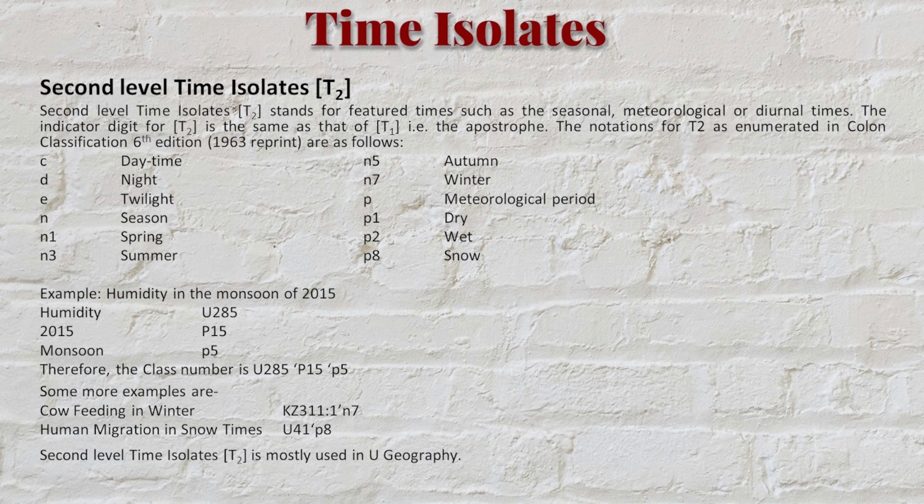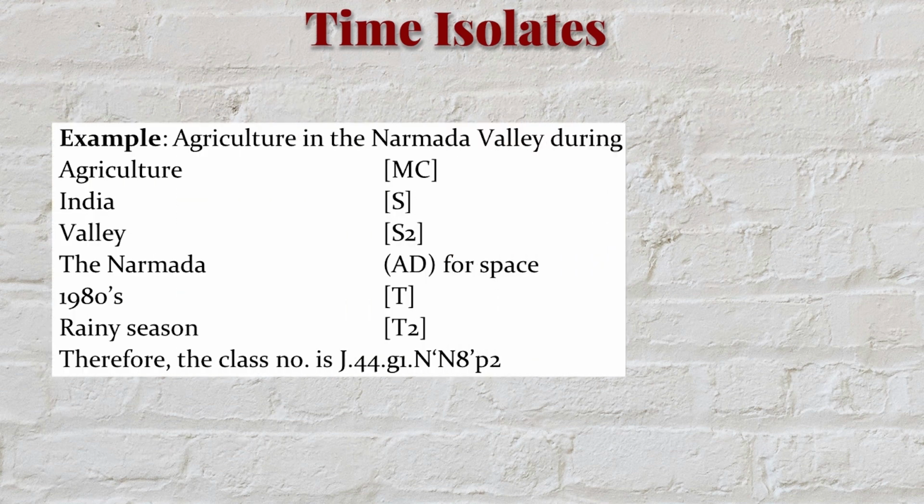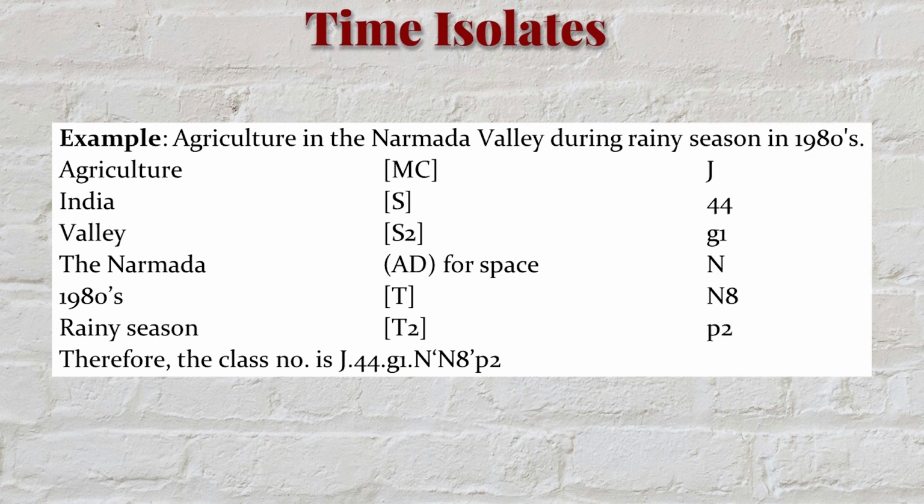Similar other examples are cow feeding in winter, human migration in snow times. Here, winter or snow times are denoted by second level time isolates, and here first level time isolates are absent. Here we work out an example. Agriculture in the Narmada Valley during rainy season in 1980s, that is the 1980s decade of 1980.